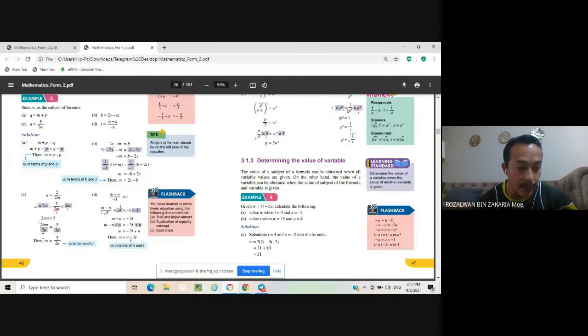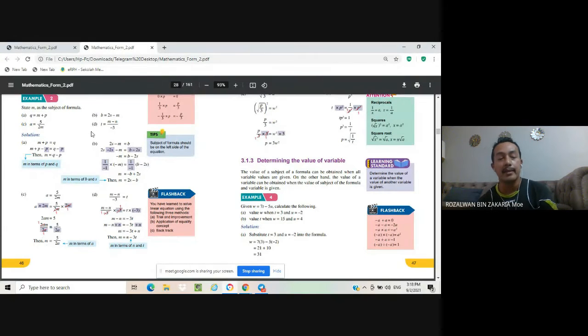Okay, then what to do after that? So we can cancel this 2a and 2a here. So this one becomes 1. So 1 multiplied with the m equals m, then equal to 5 over 2a. Alright, now this is the answer. So m here is the subject for this formula.